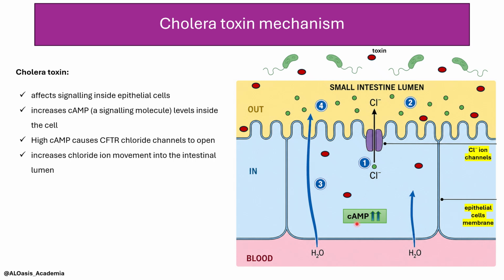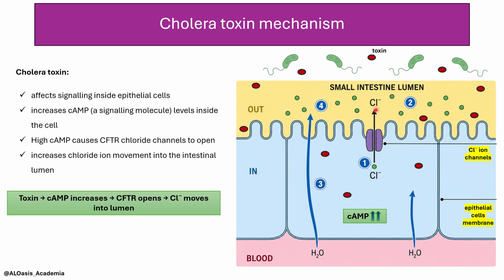So through cAMP, the cholera toxin will increase the level of cAMP, and cAMP will make the chloride ion channel open for longer and more frequently. The important channel here is called the CFTR, as we mentioned before. Making the CFTR chloride ion channel open more frequently and for a longer time will result in more movement of chloride ions from inside the cell into the intestinal lumen.